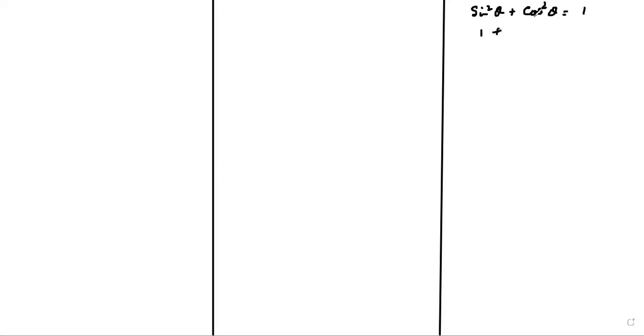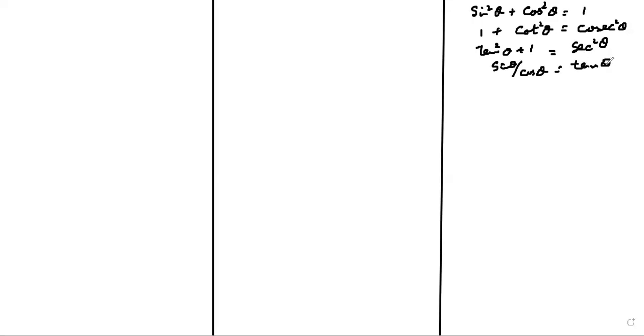Then we have 1 plus cotangent square theta equals cosecant square theta, and we have tangent square theta plus 1 equals secant square theta, and we have sine theta over cosine theta equals tangent theta.